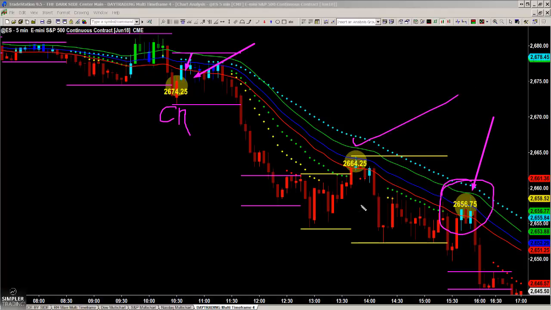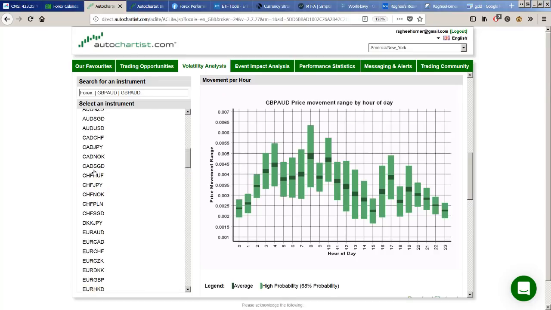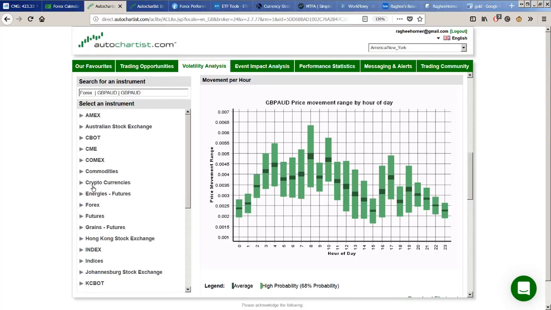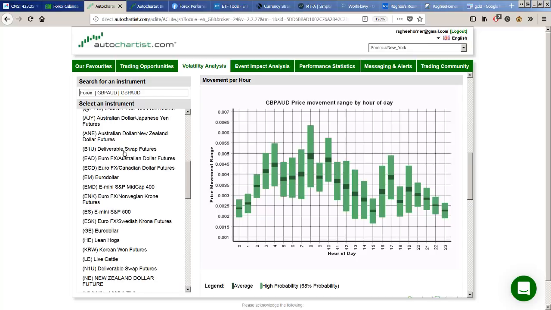But I want to talk about this one because this is where we used the hourly price movement range to determine that that was going to be a zone to enter. And I want to show you how we did that and how it's so integral to what I do. So this data here, this is the Volatility Analysis from AutoChartist. It's a free tool, but like any tool, you have to know how to use it.